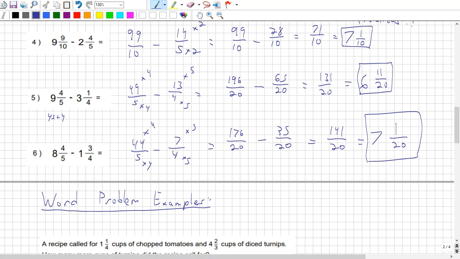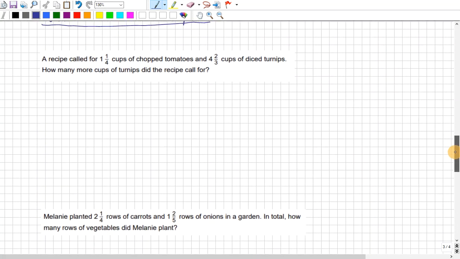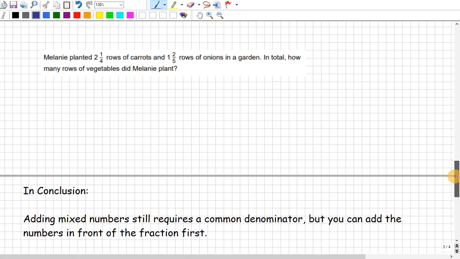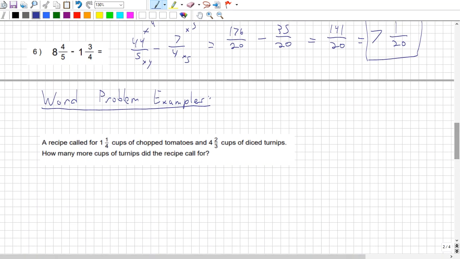So subtracting mixed numbers, first of all, change them to improper fractions, then get a common denominator if you have to. If you don't have to, you don't worry about multiplying them by anything, right? Just get them into improper fractions first, and then do your subtraction. Okay, two examples I want to go through and then a final conclusion.